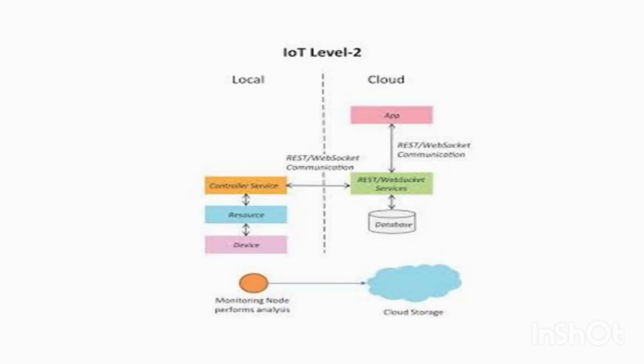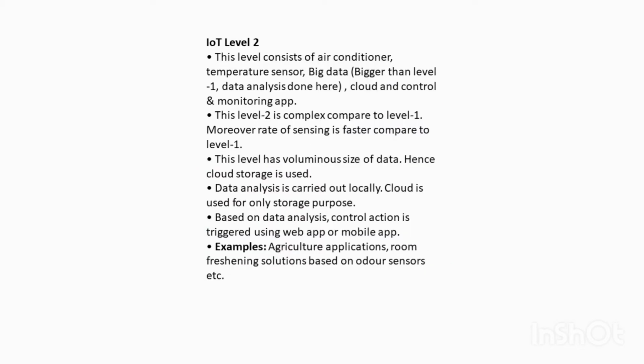IoT level 2. Data is stored in the cloud and the application is usually cloud-based. IoT level 2 systems are suitable for solutions where the data involved is big. However, the primary analysis requirement is not computationally intensive and can be done locally itself. Let us consider an example of smart irrigation.